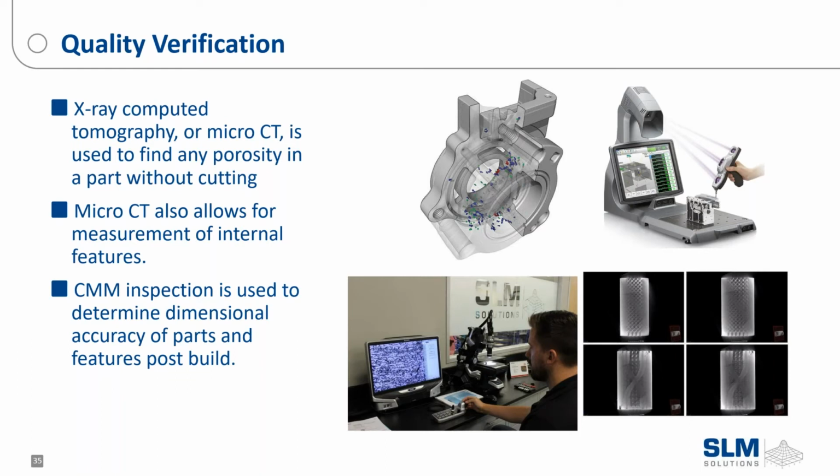Does the part need to be HIPed, or hot isostatic pressing? A lot of aerospace spec calls for hot isostatic pressing. Also heat treatment: what is the heat treatment required for this part? How are we going to remove the part from the plate? How are we going to remove the supports? And how are we going to finish this part once all that is done so that the part is ready to go for its application?